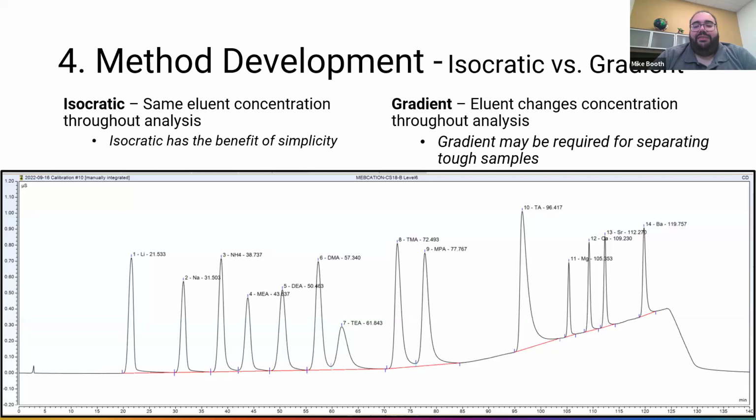The eluent, the background dives off and then starts to level out. That's where we changed it back to 0.4 millimolar and held it there for about 15 minutes. So that's critical to do. That is something that you'll, like I said, you may forget it once, but you won't forget it after that.